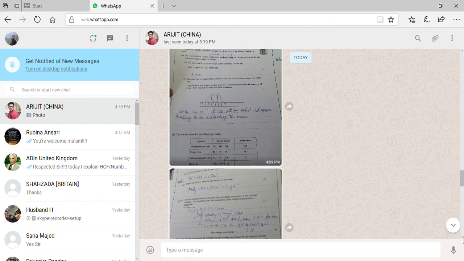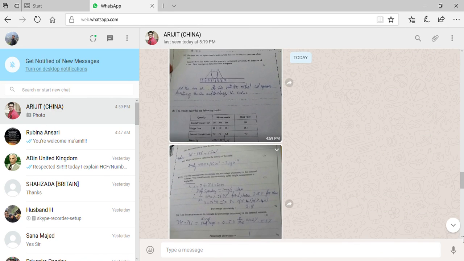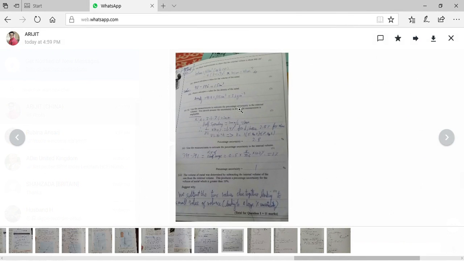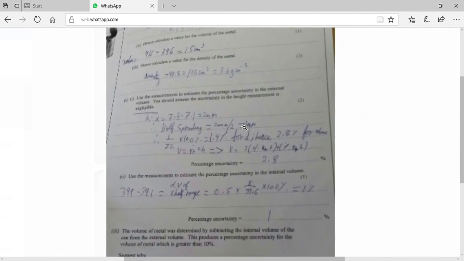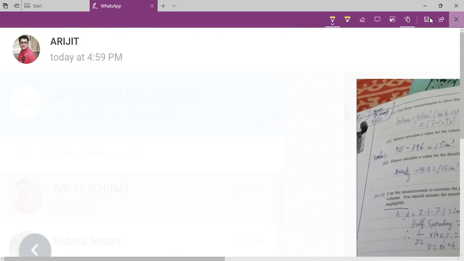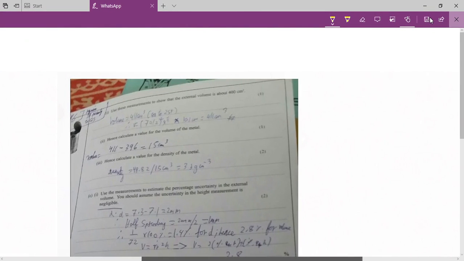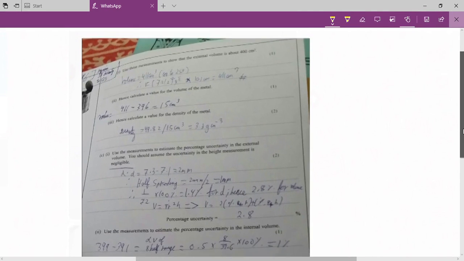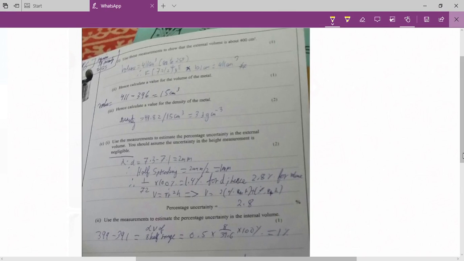Okay, this is the image that we were discussing. These are the questions from the table which was given to us. Now a little bit above: use these measurements to show that the external volume is about 400 centimeter cube. So the external volume, that means volume, please give me one second.